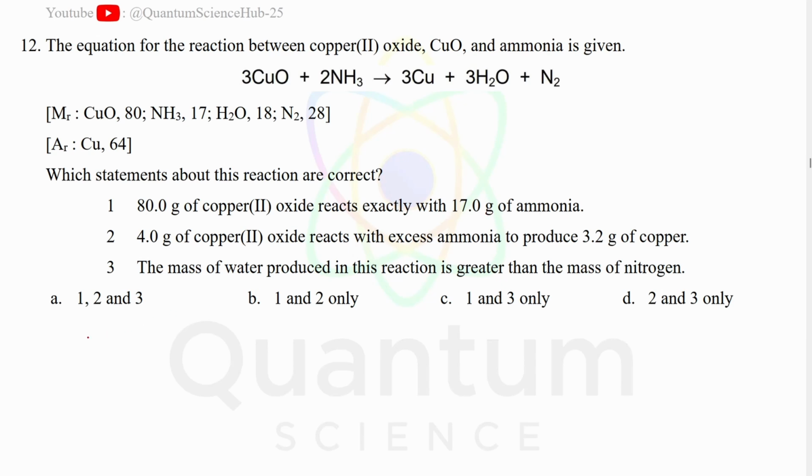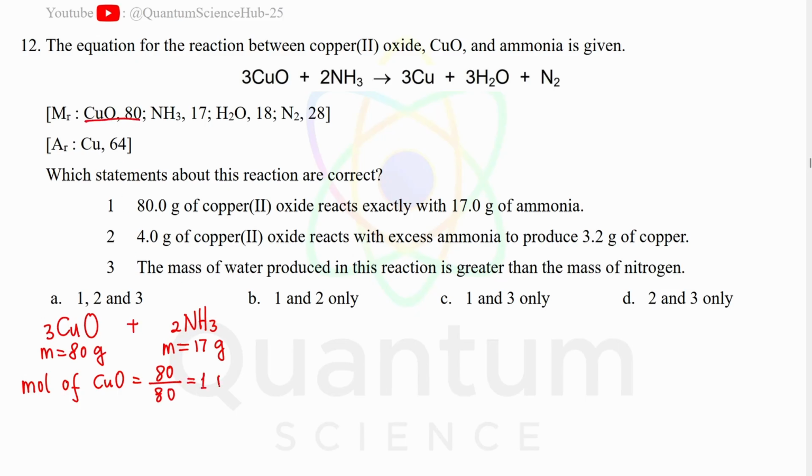Okay, let's write the chemical equation. So we have 3CuO plus 2NH3. So the mass here is 80 gram and the mass of ammonia is 17 gram. Now let's find the mole of CuO. So mole equals mass over MR. The mass is 80 divided by the MR of CuO, which is also 80. So 80 divided by 80 equals 1 mole. Now let's find the mole of NH3. So the mass is 17 and the MR of NH3 is also 17. So that equals 1 mole.